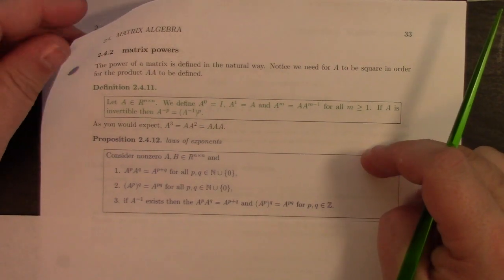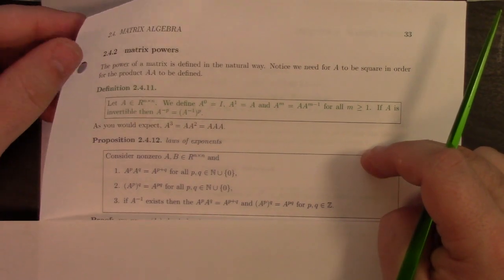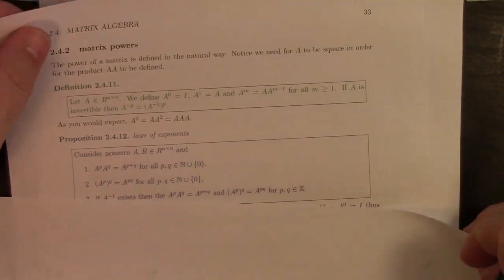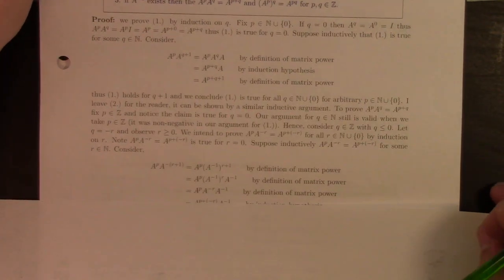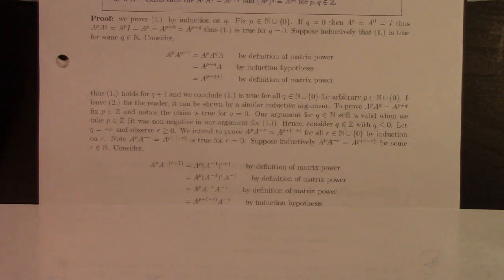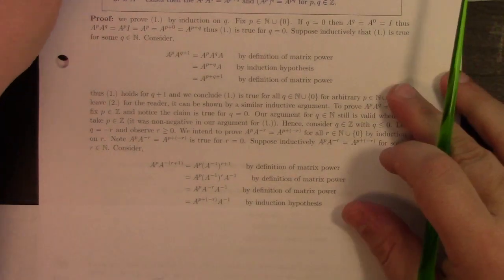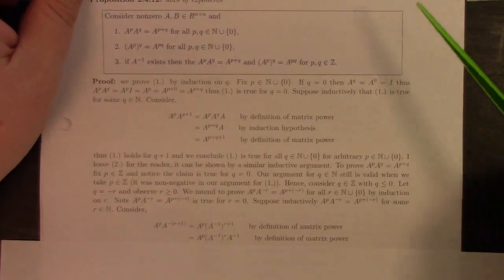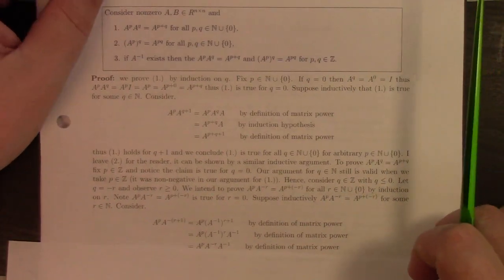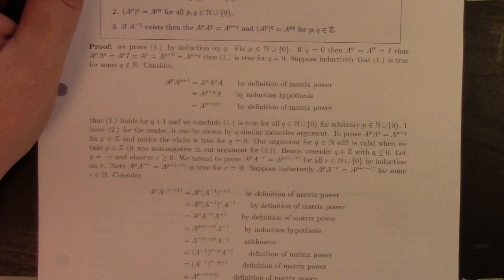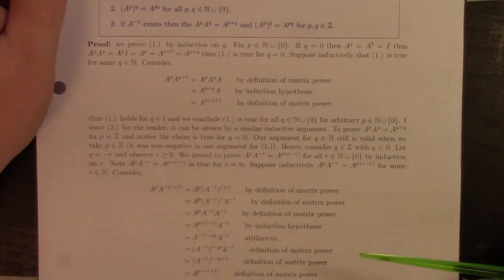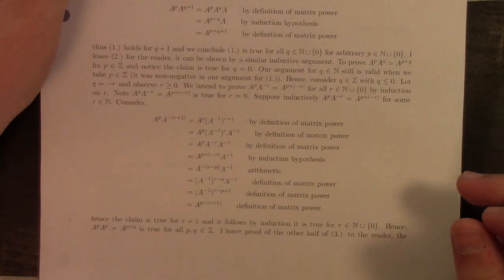So A to the p times A to the q is A to the p plus q. A to the p to the q is A to the pq. And if A is invertible, then we have the laws of exponents for integer exponents. The proof of these things is not especially exciting. I'll let you read it. It's just a matter of induction, pretty much, and the definitions, which I just stated. Mostly you need to be aware of these and how to use them. It is important to know the definition of matrix power because that comes up later, but I'm going to move along here.